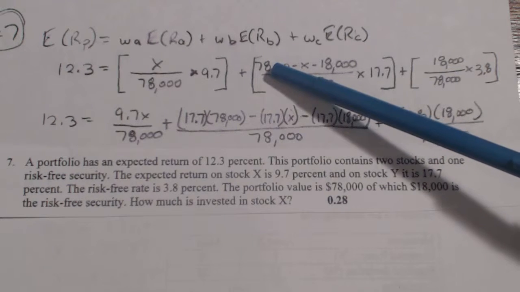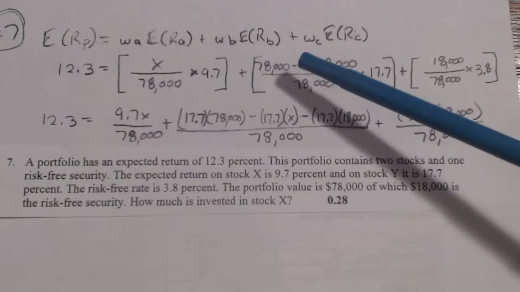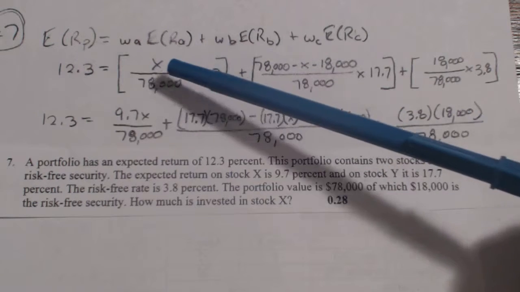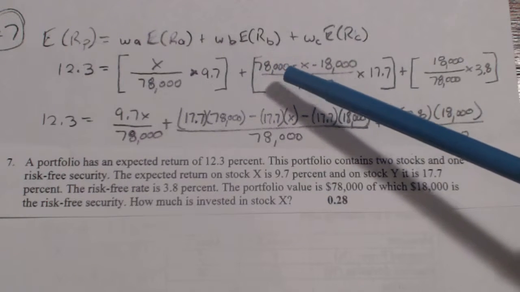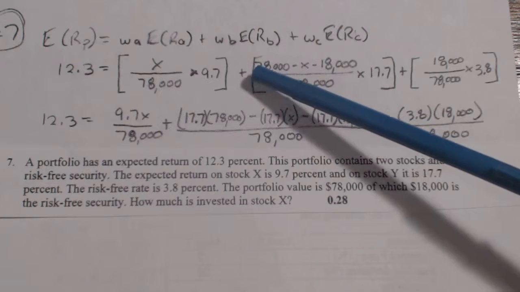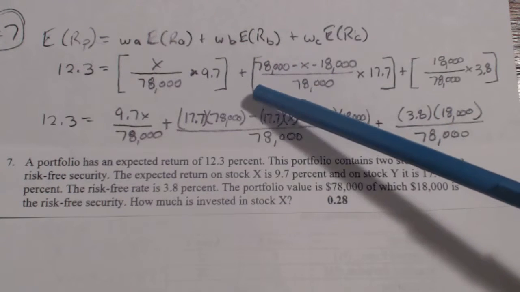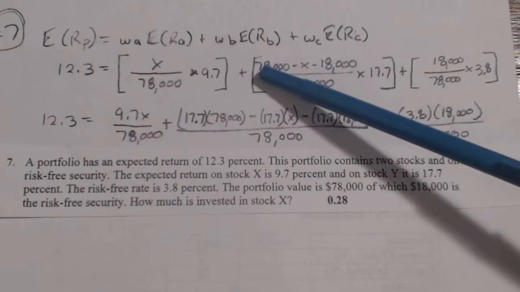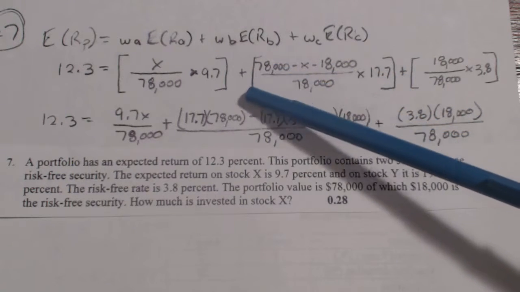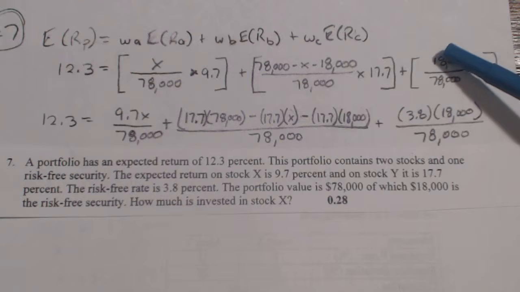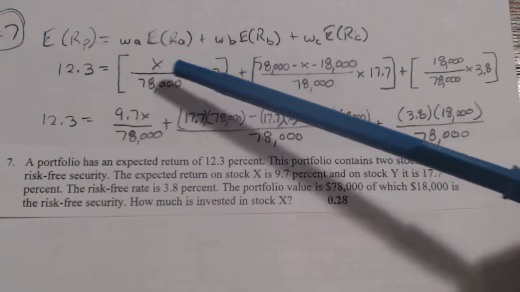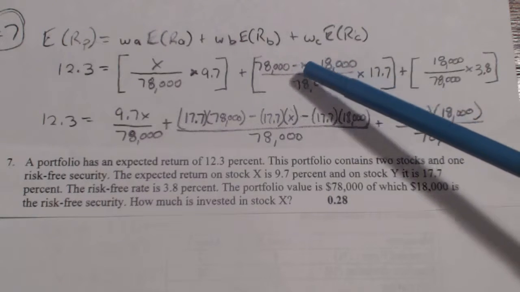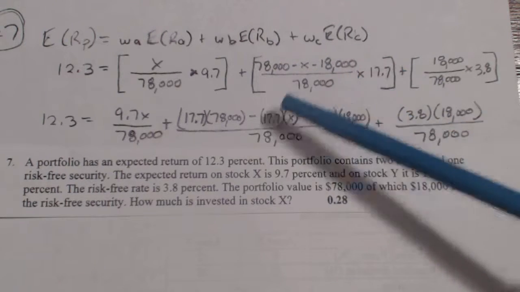But in this case, we've got 3 of them. So one of them is X, one of them's 18,000, and you can't do 1 because it's really, 1 in this case is 78,000 over 78,000. So 78,000 minus X minus 18,000 will give you this numerator right here. Right? So that makes sense because this one's X, this one's 18,000, and this is the denominator, so 78,000 minus X minus 18,000 will give you what's left as the numerator, and that'll give you your weighted average.